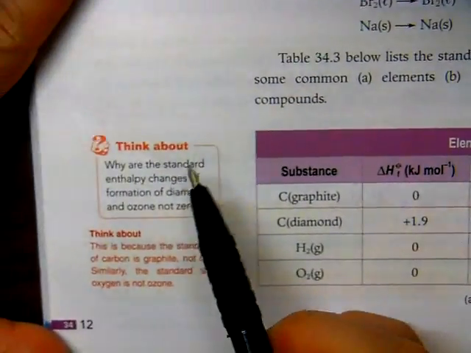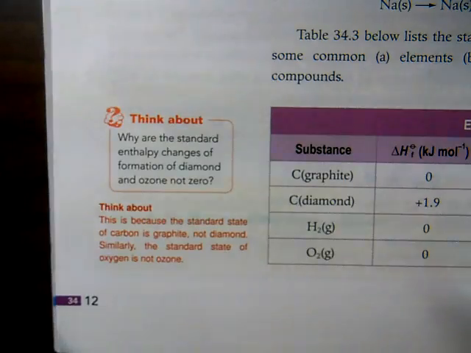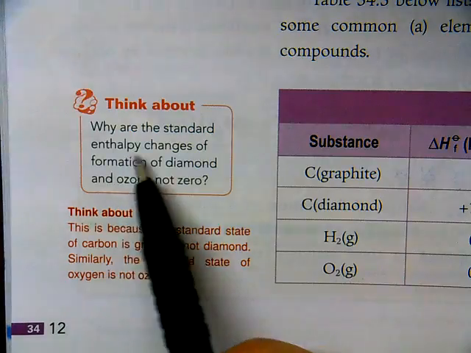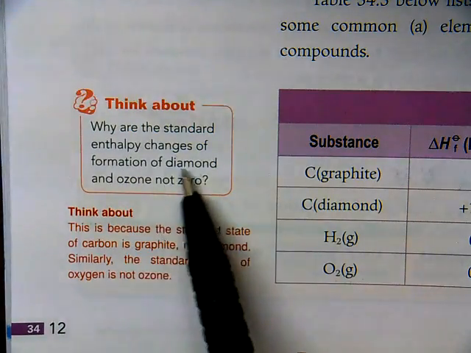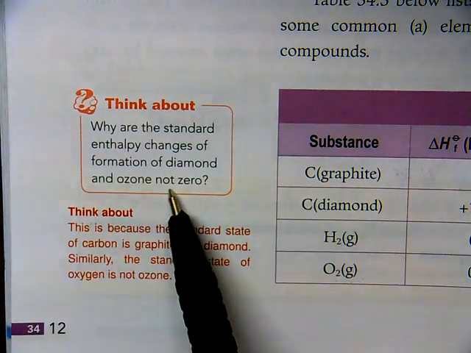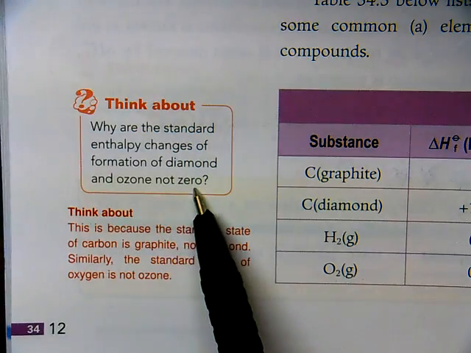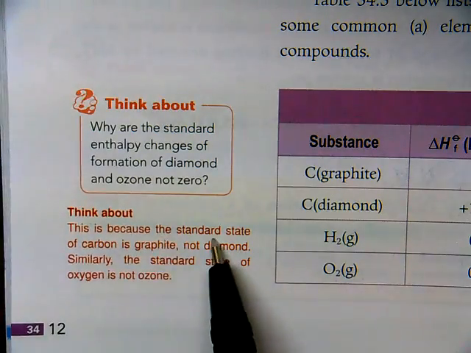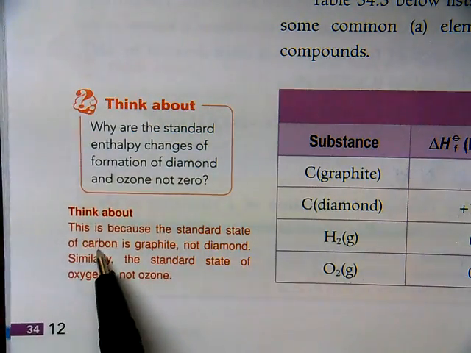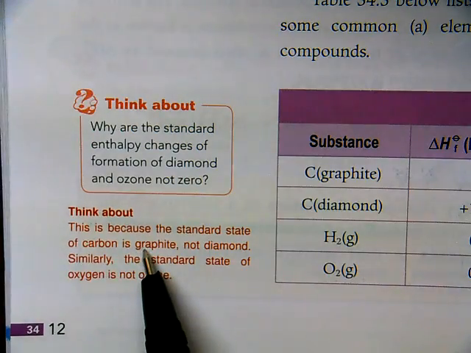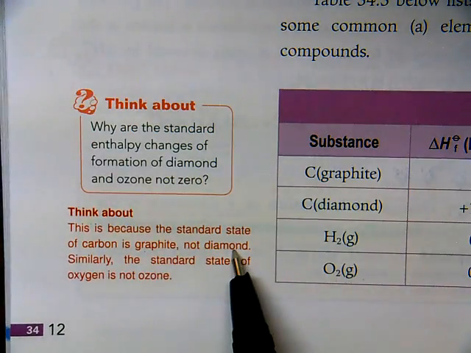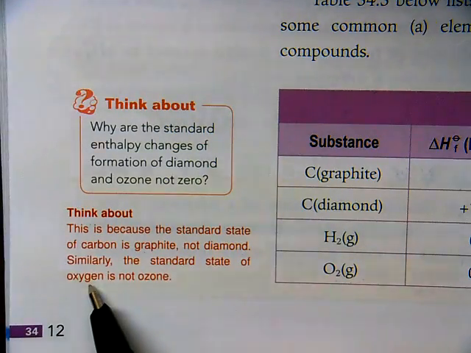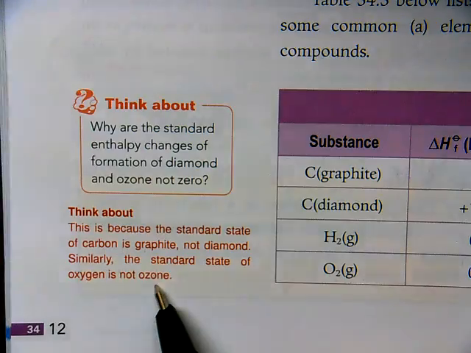Now, let's think about why the standard enthalpy changes of formation of diamond and ozone are not zero. Because under standard state, carbon refers to graphite, not diamond. Oxygen refers to O2, not ozone.